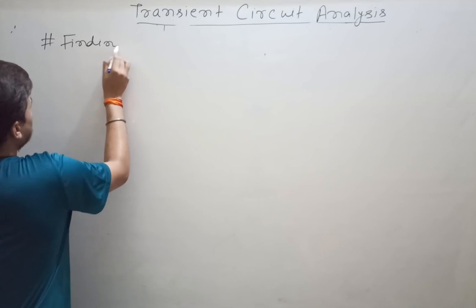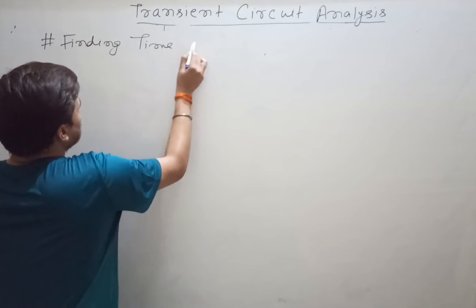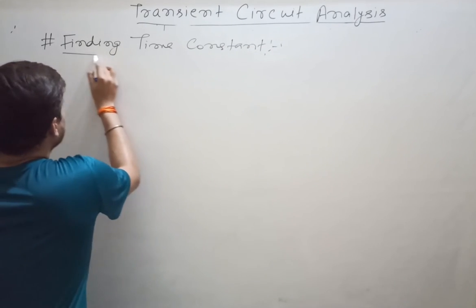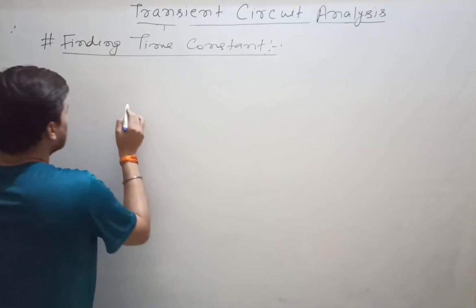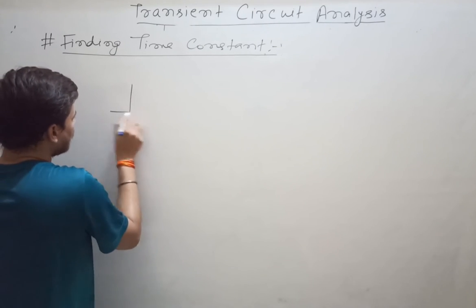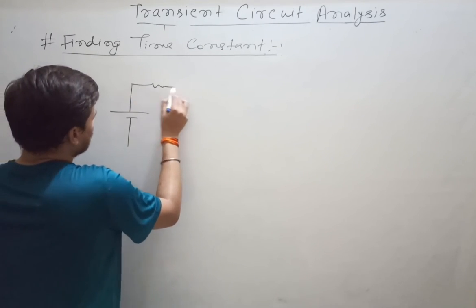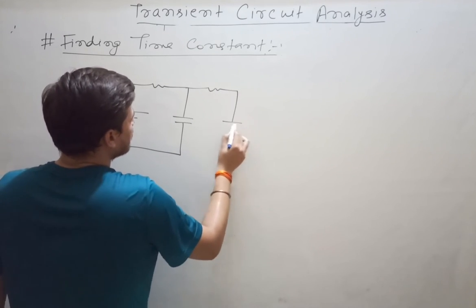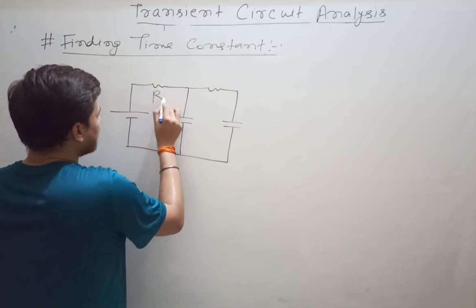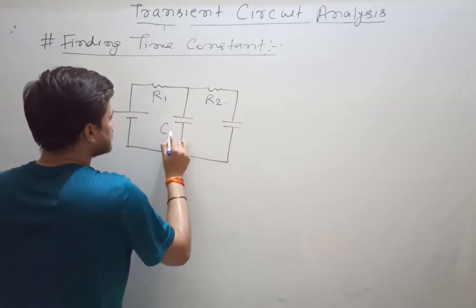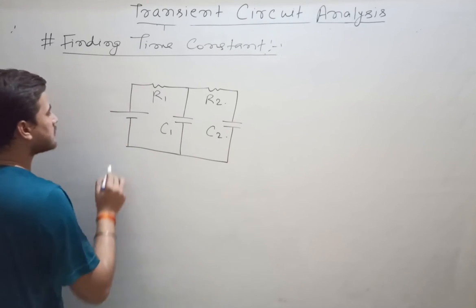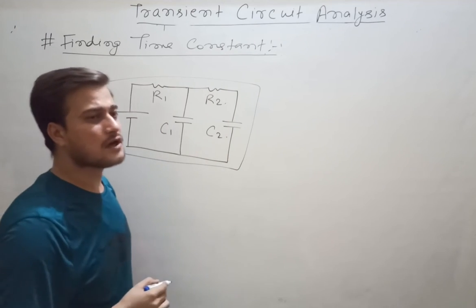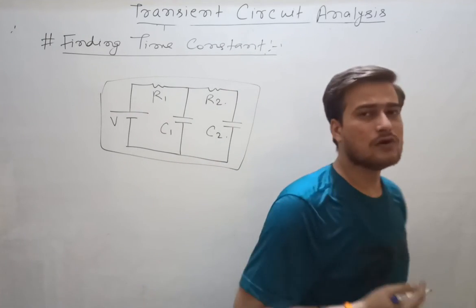Finding time constant. Suppose this type of circuit is given to you. This is R1, this is R2, this is C1, this is C2. This is the capacitive circuit given to you. You have to find the time constant of this circuit. So how will you find the time constant?